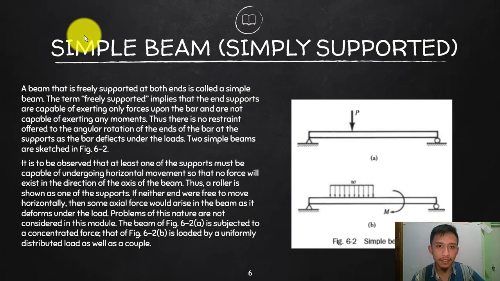And then we have what we call the simple beam, or a simply supported beam, wherein your supports on both ends are simple supports. If we say simple supports, this could be a hinge or a roller. Okay, so actually, why are we considering this?